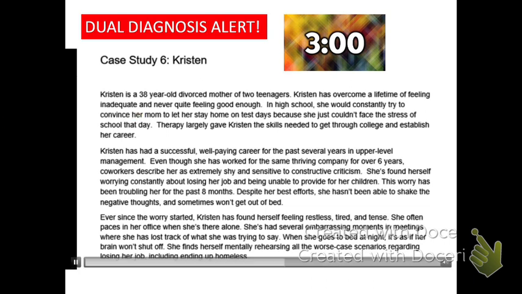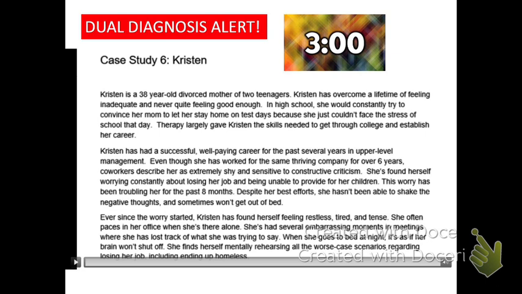This worry has been troubling her for the past 8 months. Despite her best efforts, she hasn't been able to shake the negative thoughts and sometimes won't get out of bed. Ever since the worry started, Kristen has found herself feeling restless, tired, and tense. She often paces in her office when she's there alone. She's had several embarrassing meetings where she lost track of what she was trying to say. When she goes to bed at night, it's as if her brain won't shut off. She finds herself mentally rehearsing all the worst-case scenarios regarding losing her job, including ending up homeless.